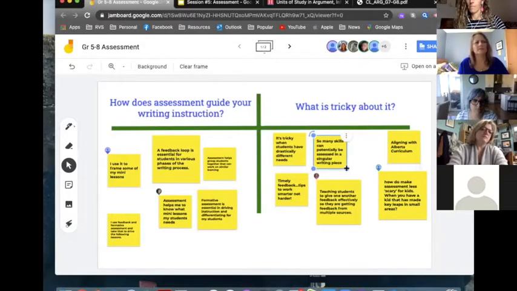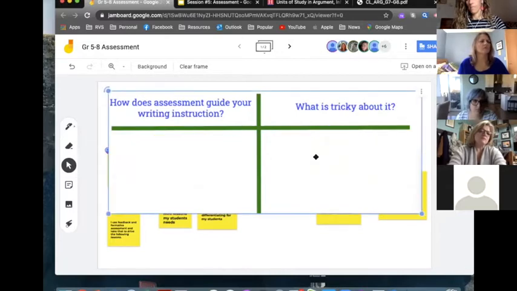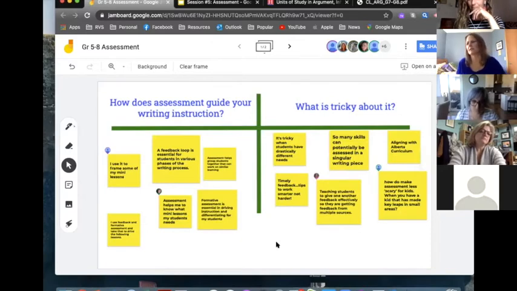Right, so many skills can potentially be assessed in a singular writing piece. Absolutely, that's true. You want to make sure that it's targeted. Really targeted pieces, and that the kids are aware of what's being assessed prior to. So these are the goals that they're setting, and the work that you're doing in your class is really reflected in the assessment that you are utilizing.